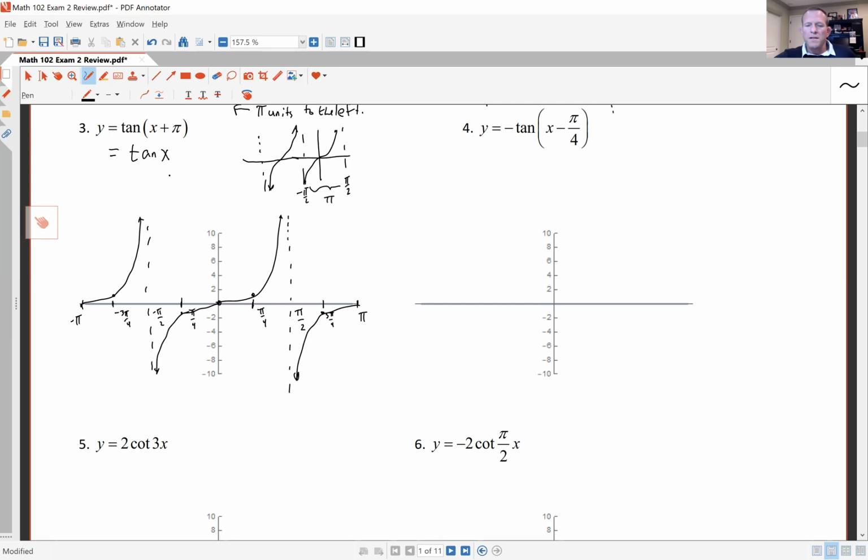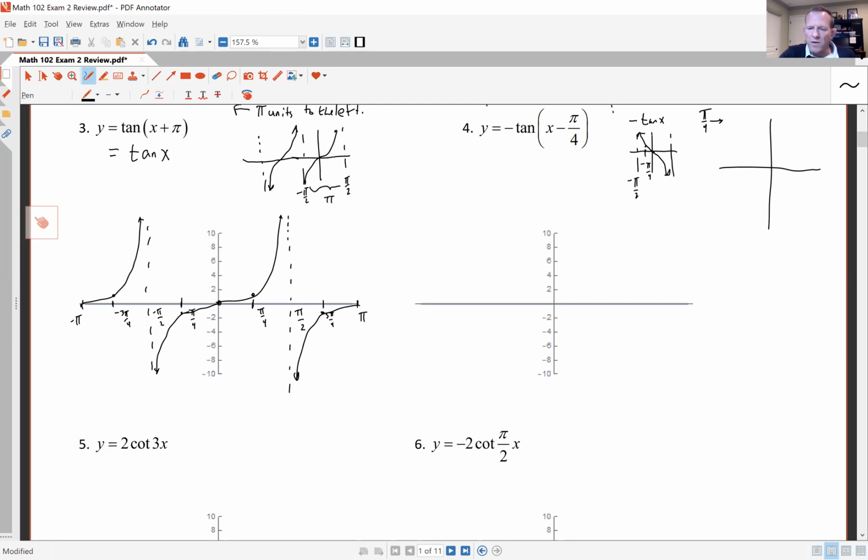Number 4, this is the shift of the graph of negative tangent x pi/4 to the right. So I'm going to think of this graph first as the negative tangent x, which is the graph of number 3, but flipped over. This being -pi/2, and this point being -pi/4. So now if I shift that graph pi/4 to the right, every feature of it shifts pi/4 to the right.